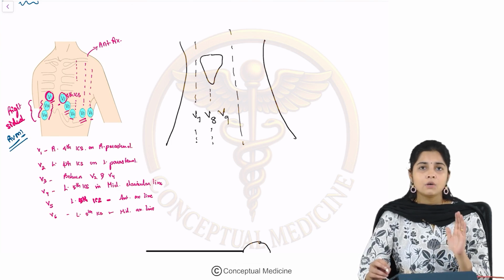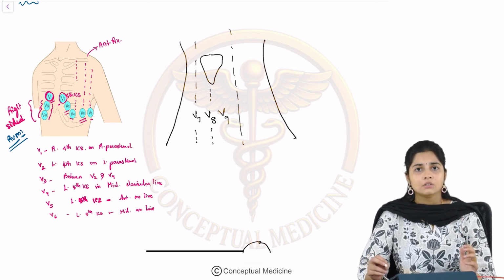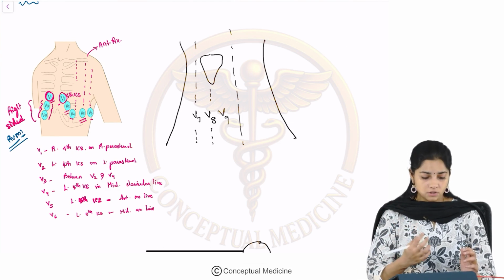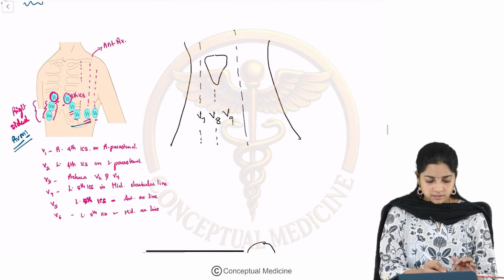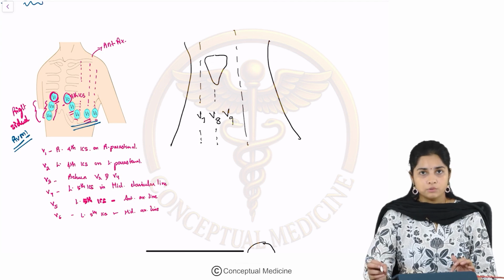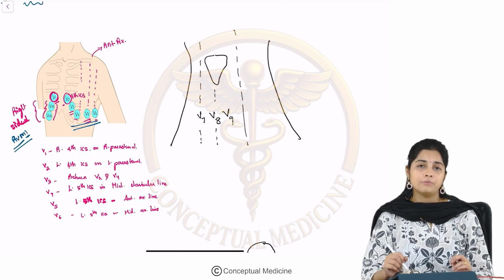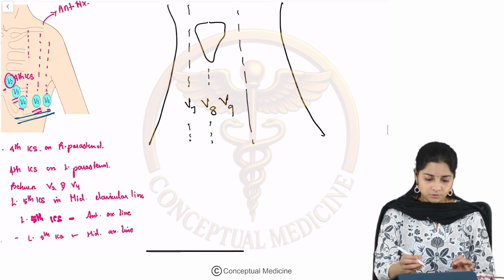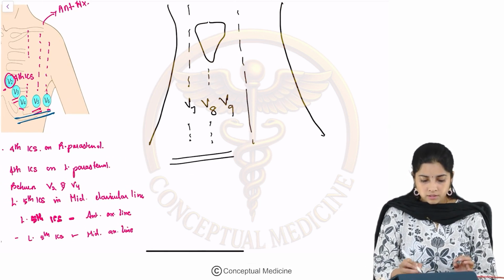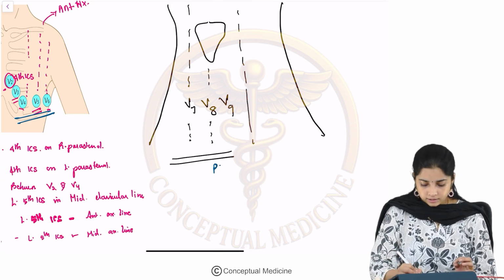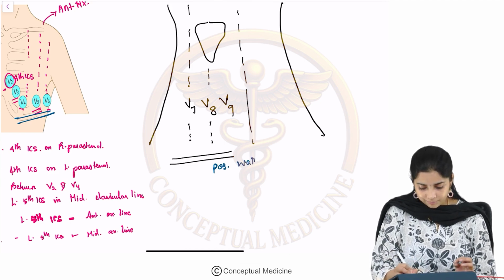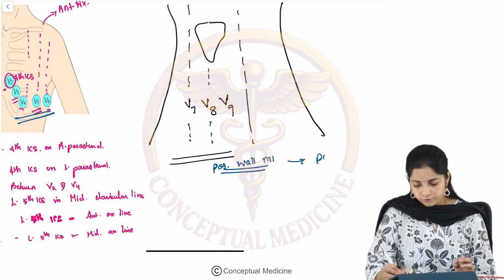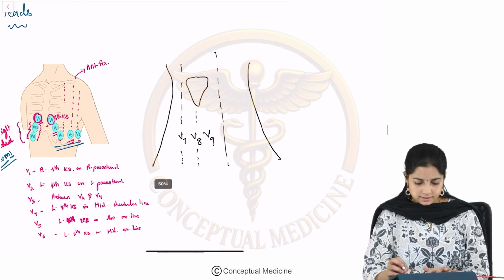Okay. Then what is this on the posterior aspect? Which wall is not well represented in a normal ECG? In your normal ECG, do you see a posterior lead? No. Your posterior wall is not well represented in your normal 12 lead ECG. That is why you would have to ask for posterior leads in case of a posterior wall MI. So, if you are suspecting a posterior wall MI, you ask for posterior leads.